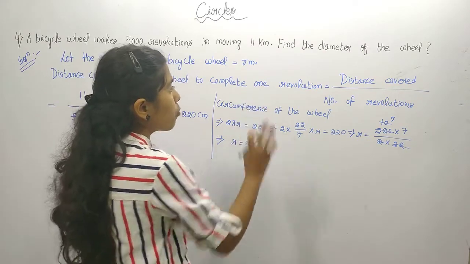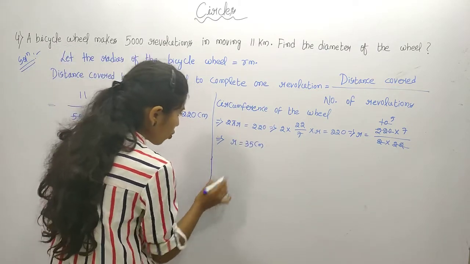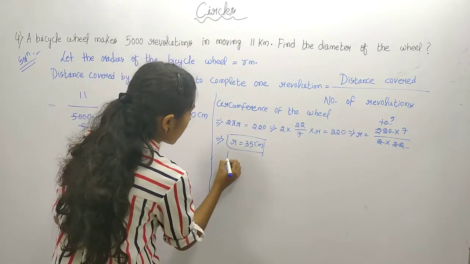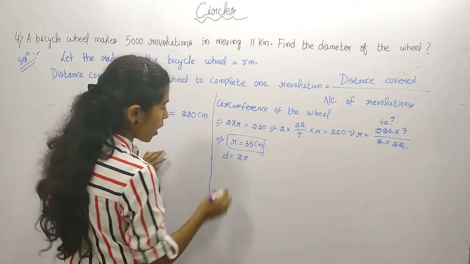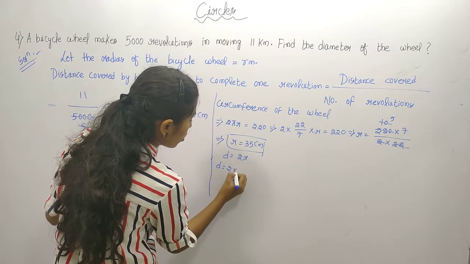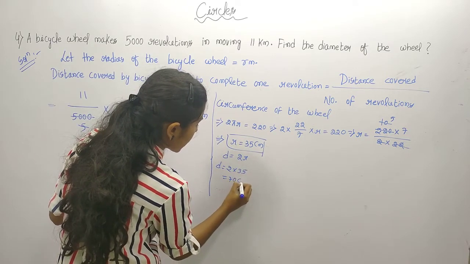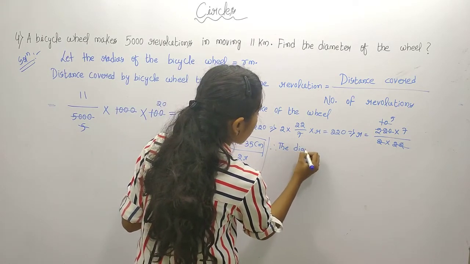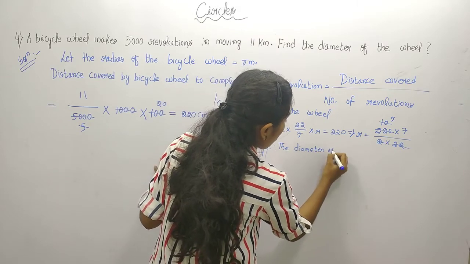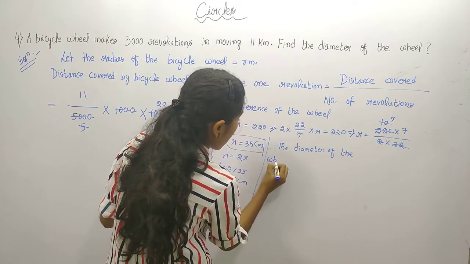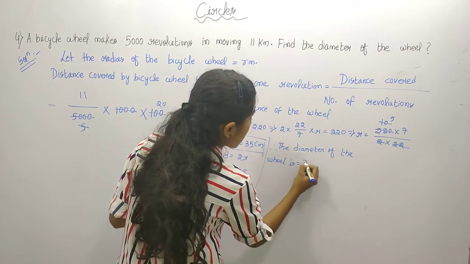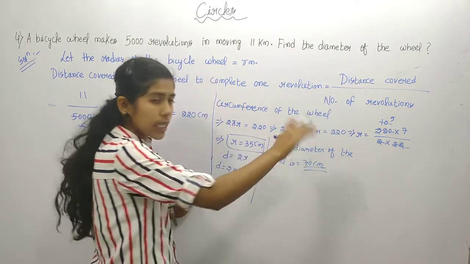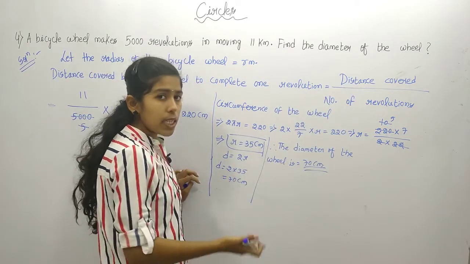Okay. Now you have to find the diameter of the wheel. You got the radius, so from this radius you can easily find the diameter, because the relation is D equals 2R. So D equals 2 into 35 equals 70 cm. So what you will write here? Therefore the diameter of the wheel is equals to 70 cm. Okay, it's asking for finding the diameter of the wheel, so the diameter of the wheel is 70 cm. Okay.